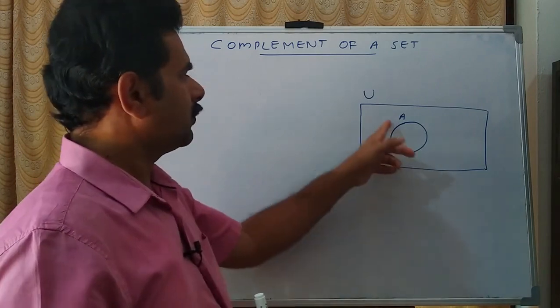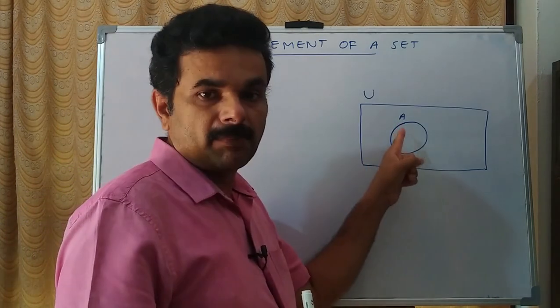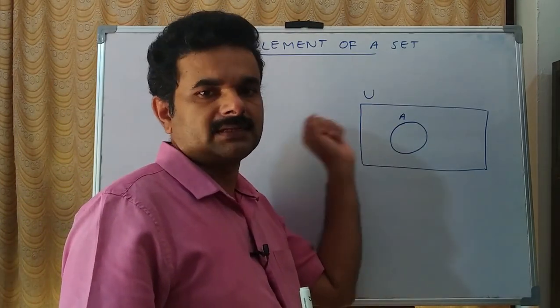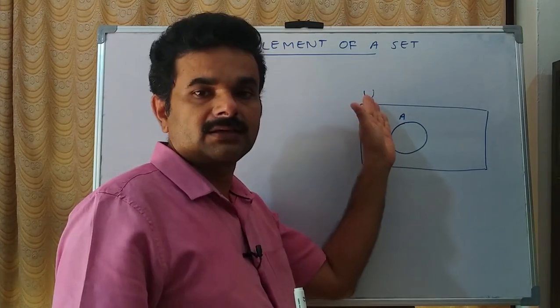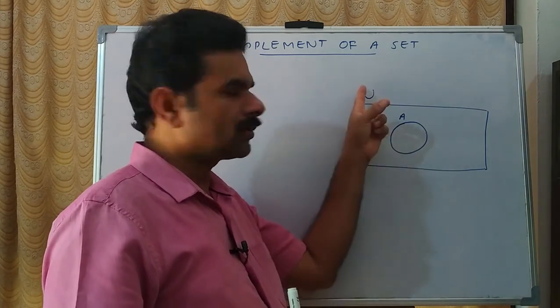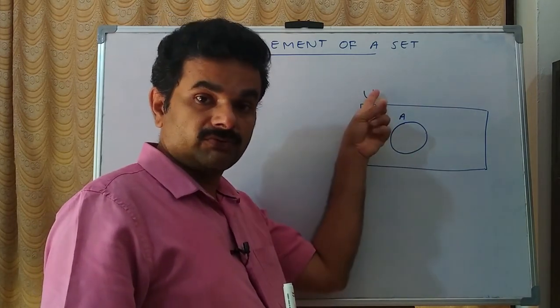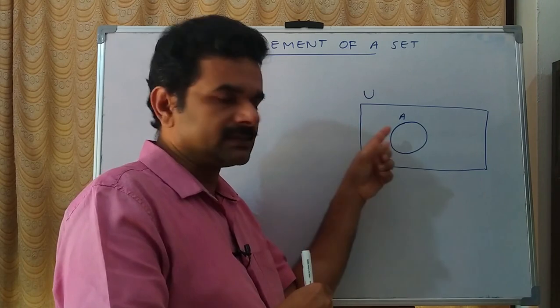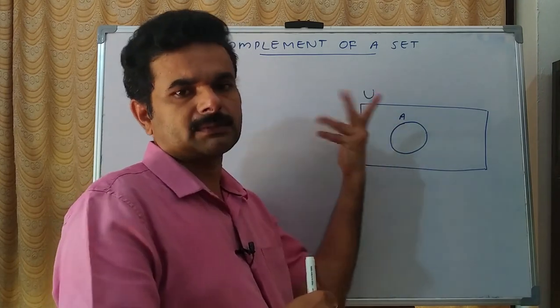Okay. So clearly A is a part of U, isn't it? A is a part of U. Okay. A is a part of U means what? A is a subset of U, which we have learned, isn't it? A is a part of U or A is a subset of U.